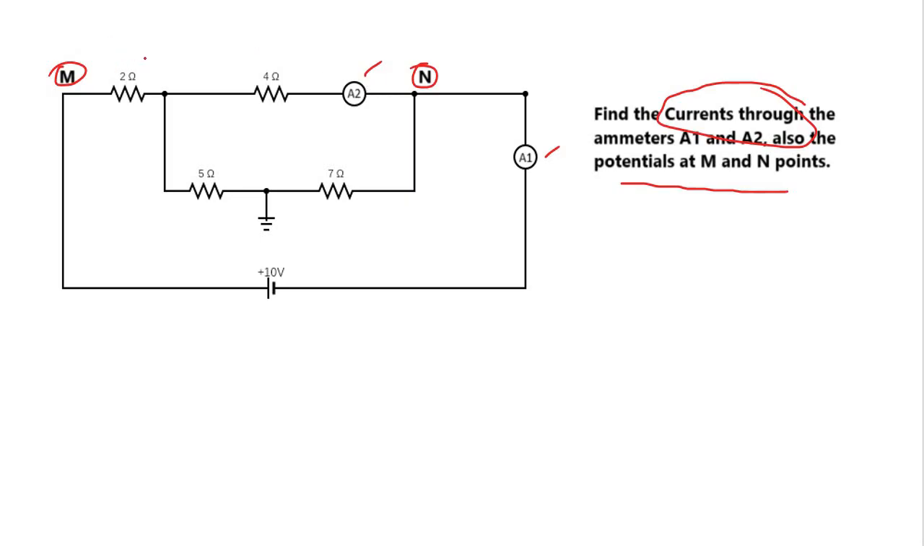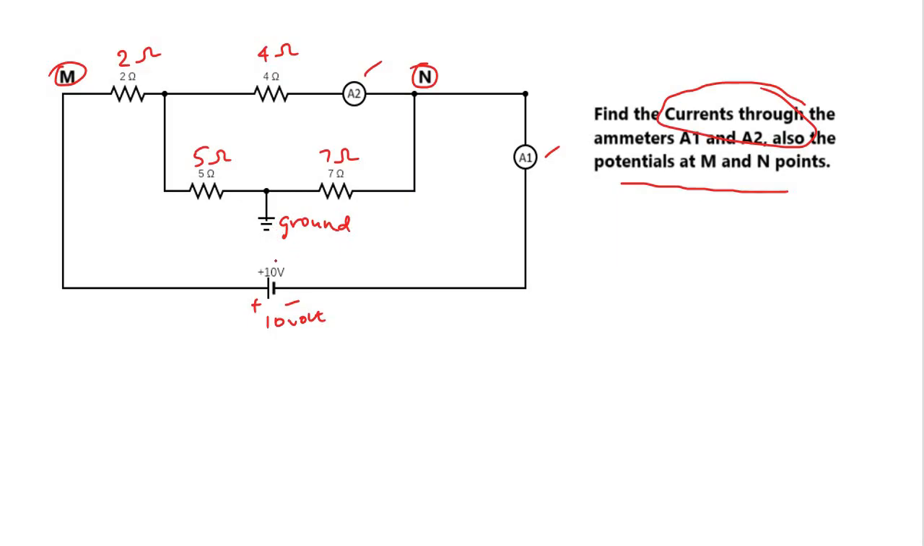So what are we having? We are having 2 ohm here and a 4 ohm resistor here, and 5 ohm here and 7 ohm here. We also have a 10 volt cell, which is positive on this side and negative on this side. So 10 volts are given. What we have to observe carefully is the ground connection. Look at this ground connection. We have a middle connected ground symbol, right?